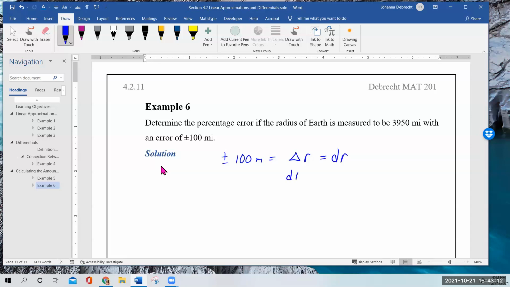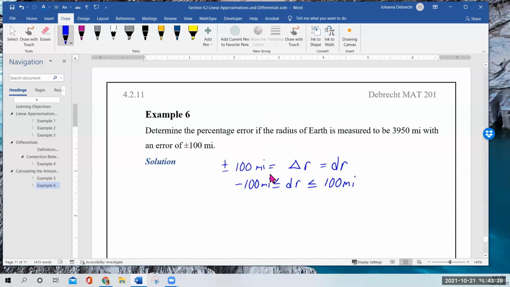So our dr has to be less than or equal to a positive 100 miles and greater than or equal to a negative 100 miles. Now what do we need to do? Let's remember from previous work what we did next.